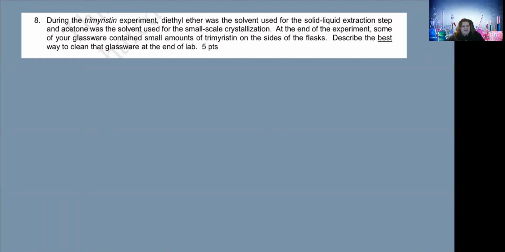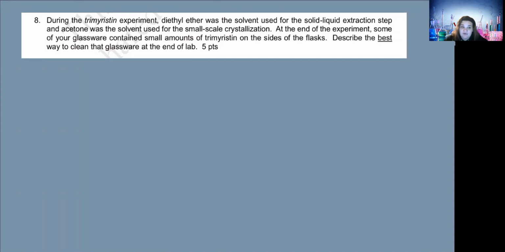Okay, we talked about this a little bit, where you have your Erlenmeyer flask and there's some white stuff on the outside. Because the diethyl ether evaporates so quickly, you get some product on the outside of your flask. So we need to clean our glassware that has trimyristin on the sides. Ultimately, we need to remove the trimyristin, right? When I think about removing, I think about dissolving. Who's going to dissolve the trimyristin? Diethyl ether or acetone? What do y'all think?